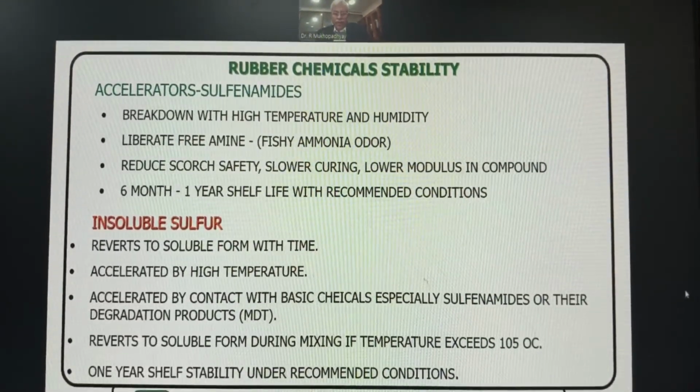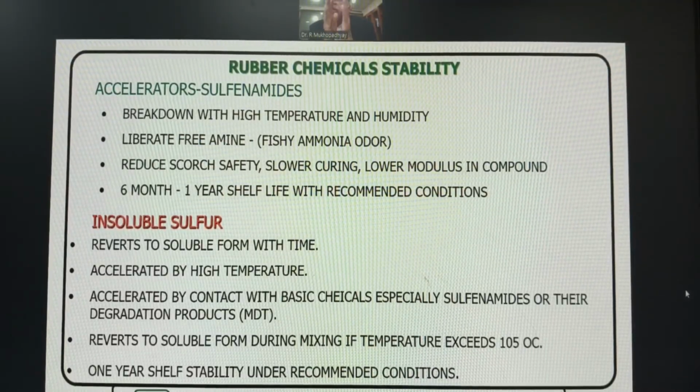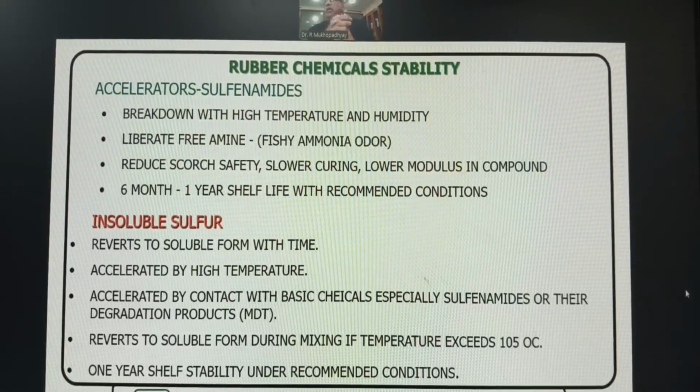Now, it reverts to soluble form; the storage temperature generally 95 to 100 plus or minus 5 degrees is desirable. Above 110 degrees centigrade, insoluble sulfur becomes soluble and starts to bloom.